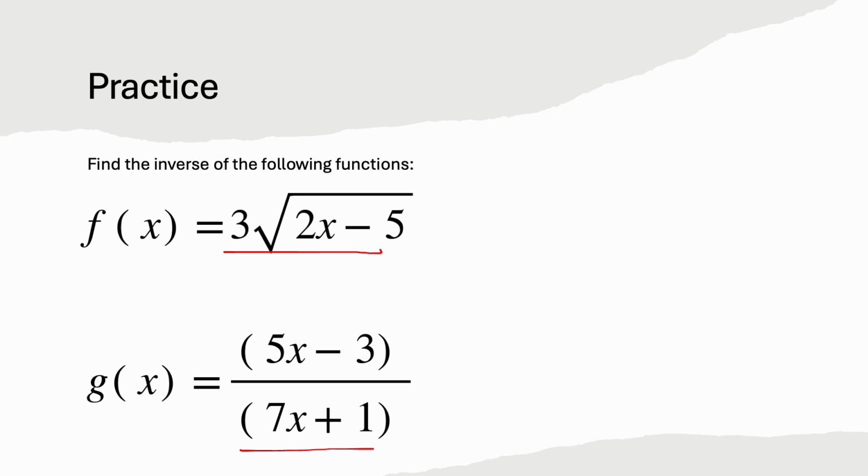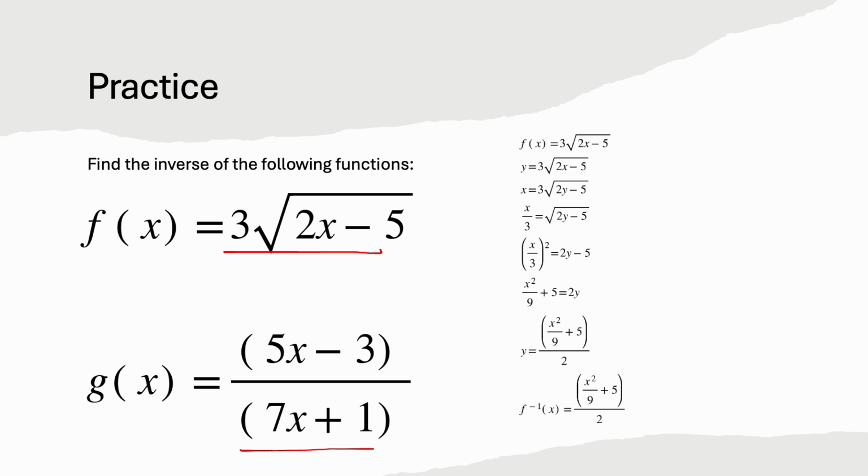So we're going to start with this top function because it's a bit easier. And this looks complicated, but again, we're basically just swapping the x's and y's and solving for y. You guys can do it. So again, we're going to replace f of x with y. We don't have to do that, it's just because I like using that better. But once we got y, we're going to swap that so we get x is equal to 3 times the square root of 2y minus 5.